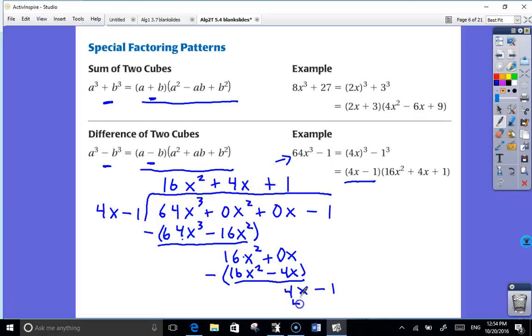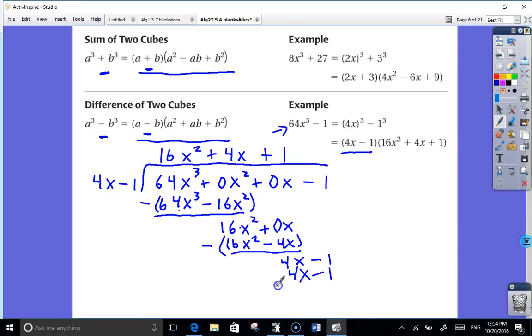1 times 4x minus 1. Remainder is 0, which it should be, because we know that 4x minus 1 is a factor. So that should mean when you divide, you get a remainder of 0. So there, I got that second polynomial here, which if you didn't remember it, I figured it out with long division. It's right there. Or you could just memorize the formulas because they're not given to you.